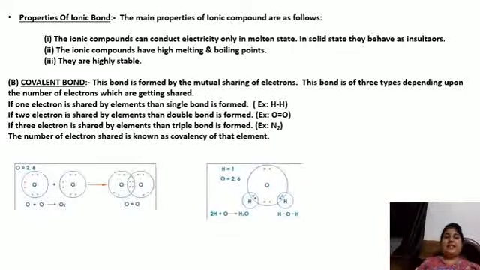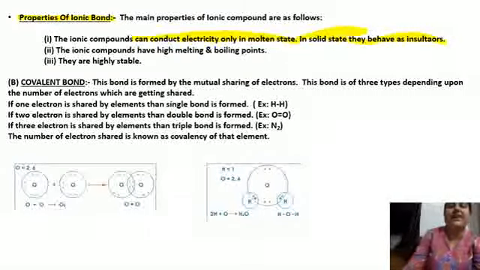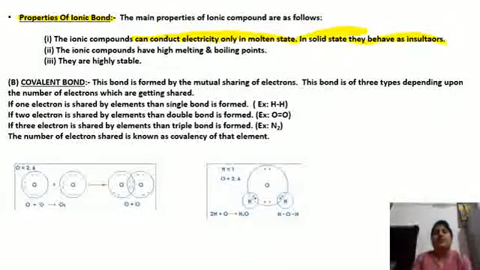Now the next topic is the properties of ionic bond. The very first property is very important. These compounds can conduct electricity only in molten state. In solid state, they behave as insulators. What I said, in molten state, ionic compounds conduct electricity, but in solid state, they behave as an insulator. ठीक है? ऐसा कैसे हो सकता है कि एक state में it is conductor and in another state it behaves as insulator? It can happen.